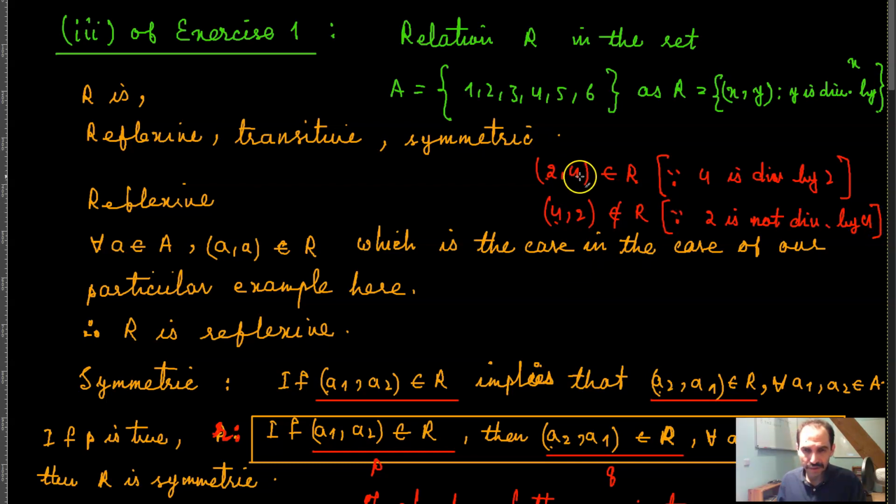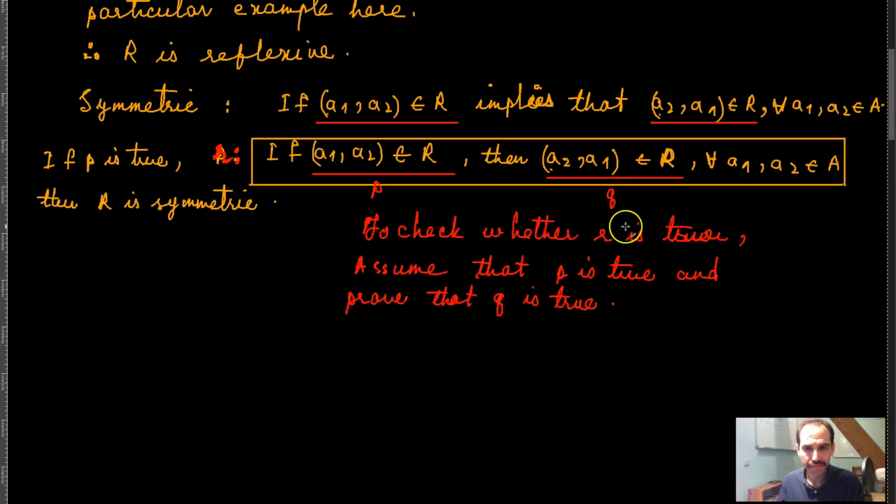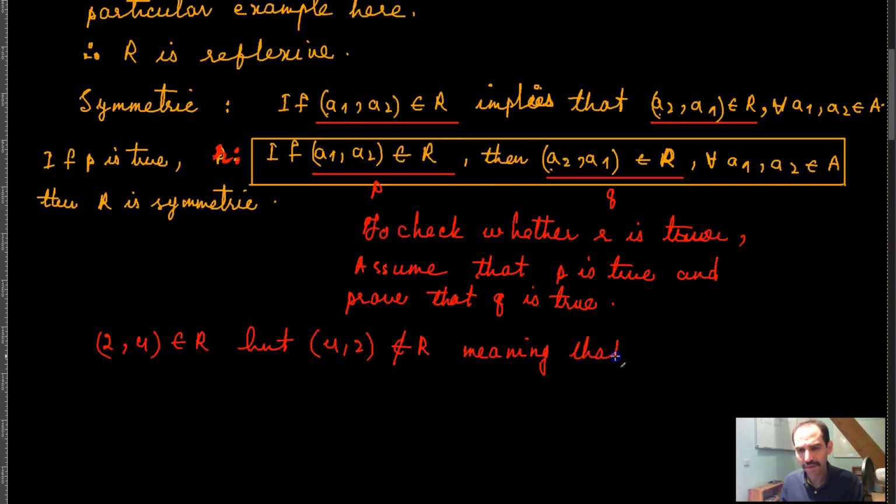So as you can see, for example, 2, 4 does belong to R, but 4, 2 does not belong to R, which means that, so basically you can say that 2, 4 does belong to R, but 4, 2 does not belong to R. Which means that R is not symmetric.